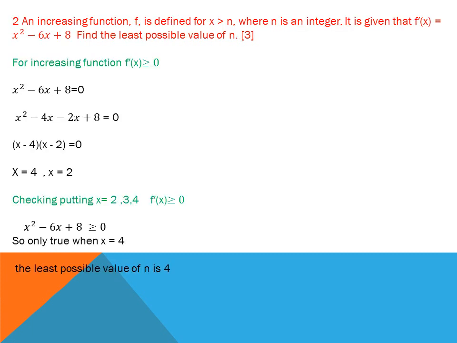Now question number 2 is about functions. f is defined for x greater than n, where n is an integer. It is given that f'(x), where f' means the derivative of f, is equal to x^2 - 6x + 8. Find the least possible value of n.